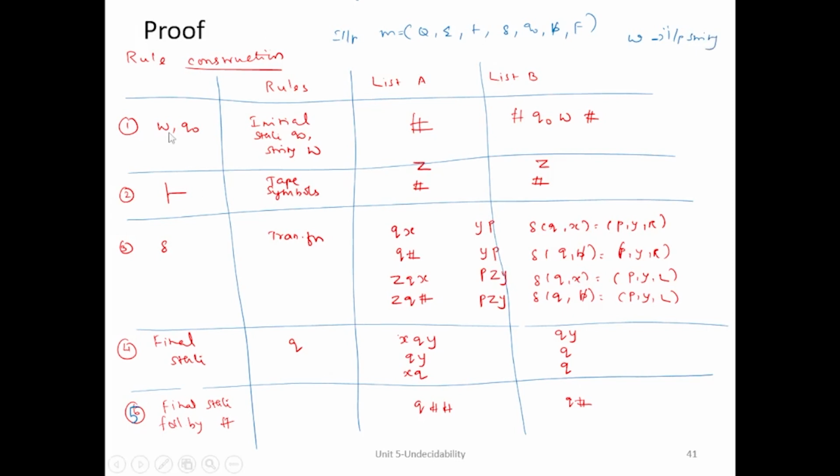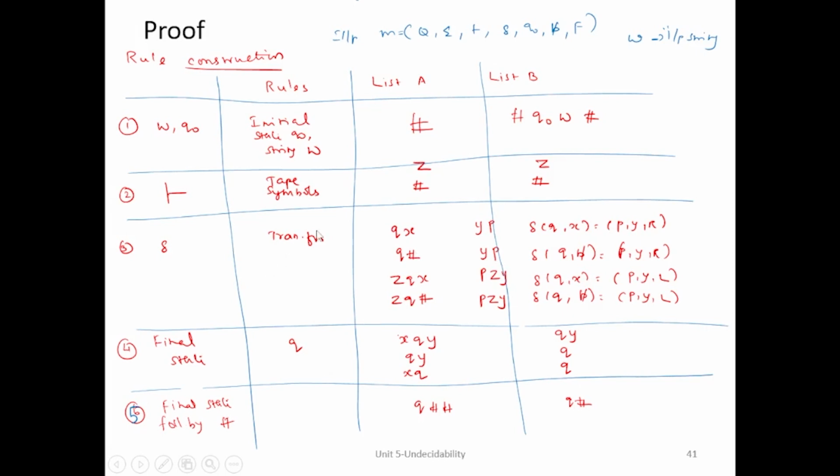From that, rule 1 will be considered as the given string with an initial state. We should write list A as only hash. Hash means blank space, so the blank symbol is denoted as hash. In list B, we should write hash followed by the initial state, then the input string, ending with hash. Second rule: whatever tape symbols are available in list A, we can also write in list B, and vice versa. So this is the second rule.